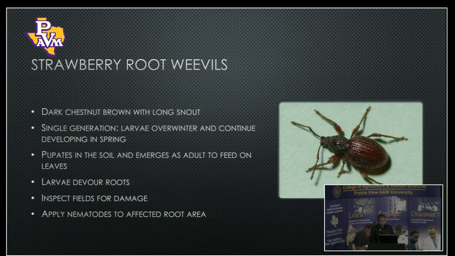The great thing with that means that once you've actually controlled it, you don't have to worry about additional generations coming in later in the year. Like I said, they do pupate in the soil and then they emerge as adults to feed on the leaves. The larvae typically devour roots and they will actually go after other plants. So if you have corn and other plants that you're planting alongside, if you're planting later in the year when you have larvae, they're going to go after the roots as well.